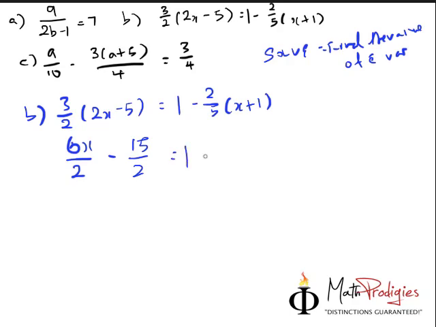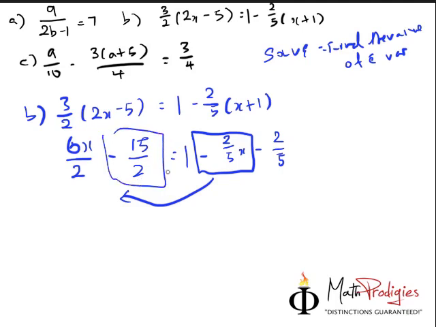And you have 1, don't touch that, equals 2/5 x minus 2/5 times plus 1 gives you minus 2/5. So from here, what do you get? 6x over 2 minus 15 over 2. So you simply can bring over the numbers to one side and the letters to one side. In this case, you can bring minus 2/5 x over to the other side, and you can bring minus 15 over 2 to this side. So you have numbers on one side and variables on another.